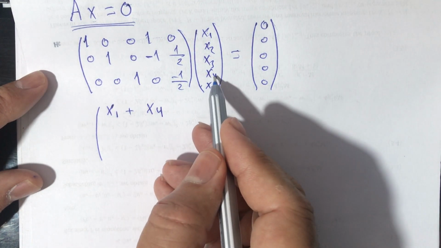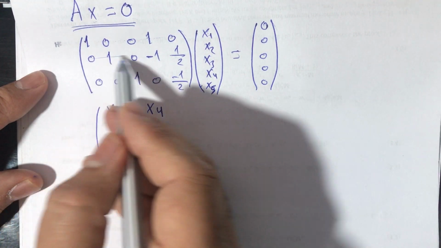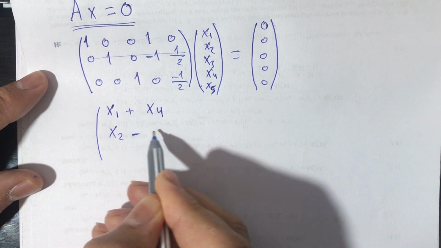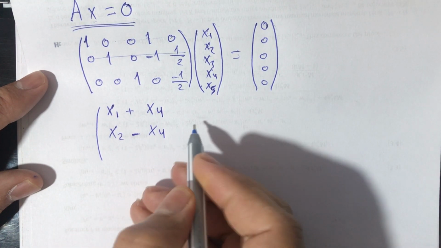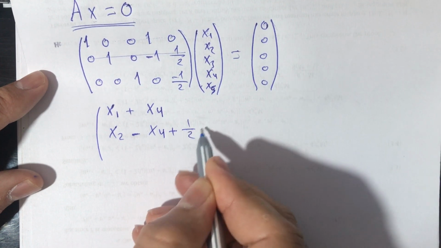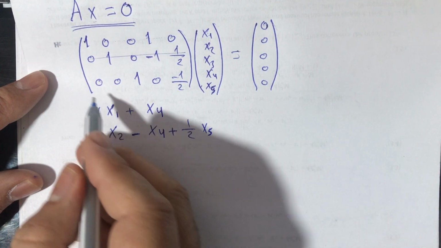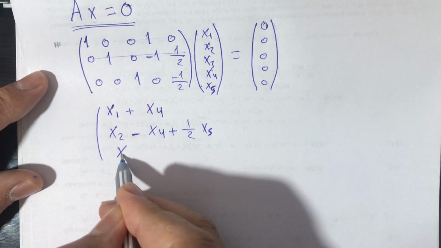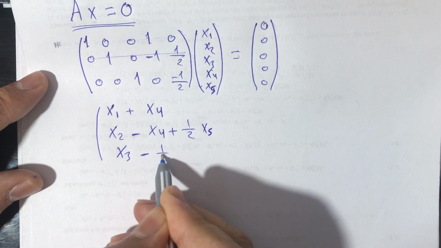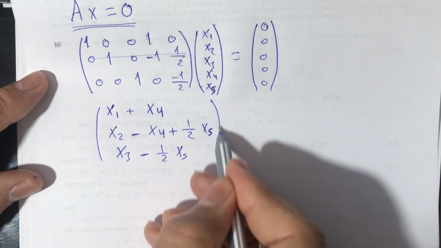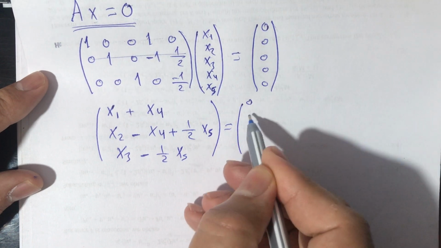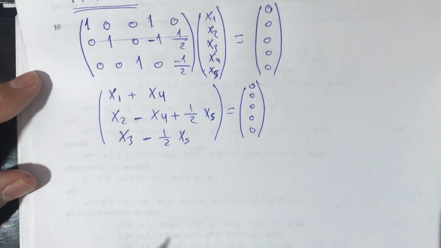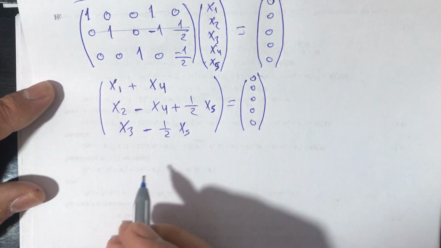This will be x4, and this times this will be x2 minus x4 plus 1/2 x5, and here this is 0, this is 0, this is x3 minus half x5. This is equality with what? With this is 0, 0, 0, 0, 0, and that means this equals 0. And now we get this is equal 0.